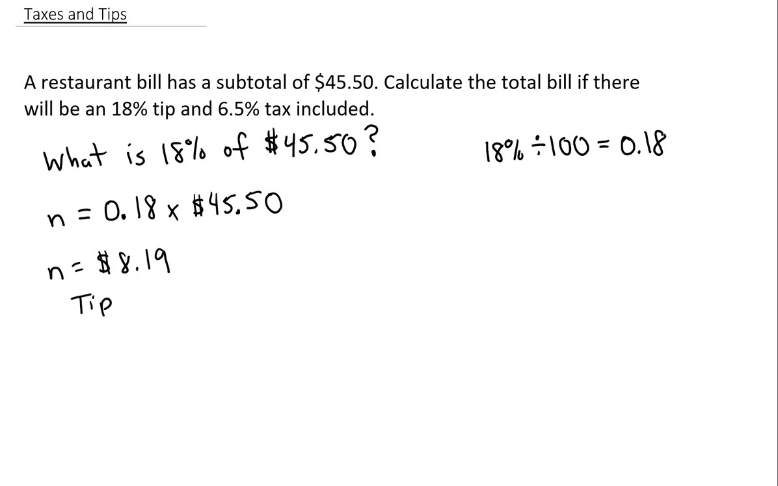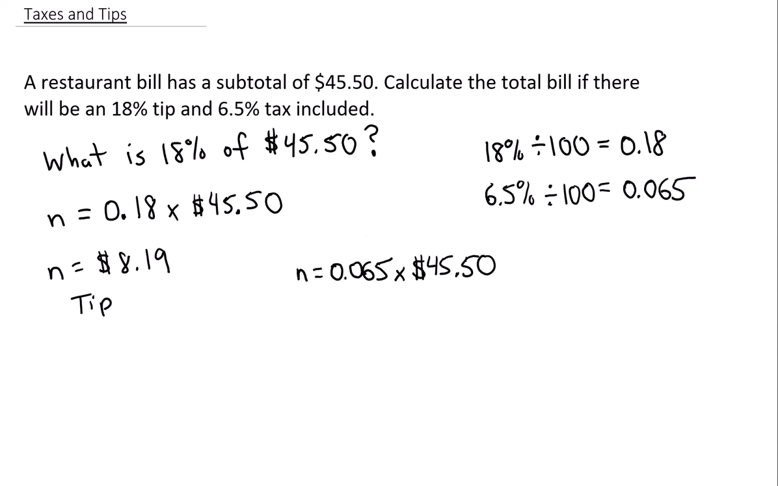The next part of the problem, we need to figure out the tax that's included. So we're going to follow the same format. We're going to take a variable. We'll call it n again, and that's going to be the 6.5% of the tax, whatever that may be. If you don't feel comfortable moving that decimal over to the left 2 times, you could always just divide it by 100 like I did right here. We're left with a 0.065. And then we are multiplying by our dollar amount, $45.50. There we go. And then we'll just multiply through and come to our final answer.